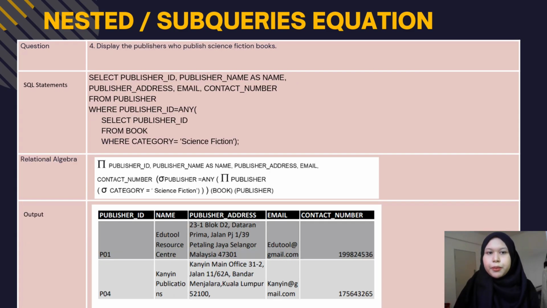Question 4. Display the publishers who publish science fiction books. In this SQL statement, I use ANY to show the multi-subquery. So, select publisher ID, publisher name as name, publisher address, email, and contact number from publisher, where publisher ID equals any, select publisher ID from book, where category is equal to science fiction. So, the output will display the publishers who publish science fiction books.